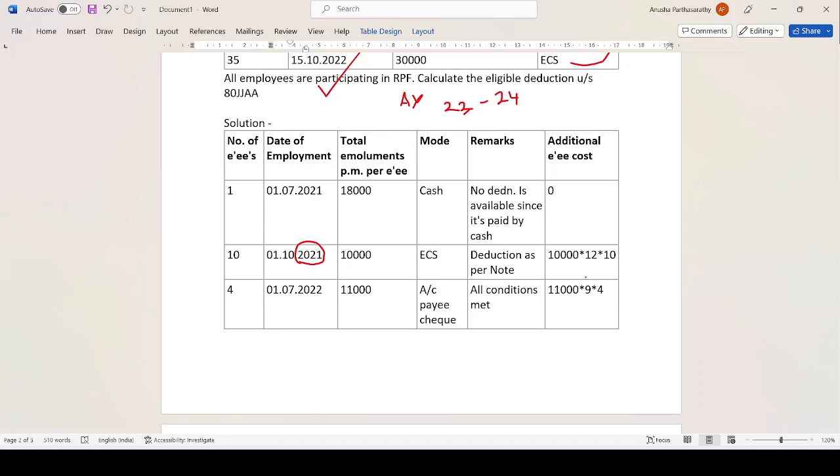And then this is the additional employee cost. 10,000 per month into 10 employees into number of months. 12 months for the current year, right? In the succeeding year, 12 months you have been employed. So all conditions are met. Also checking that the emoluments are not more than 25,000. So 4 employees: 11,000 into 9 months into 4.